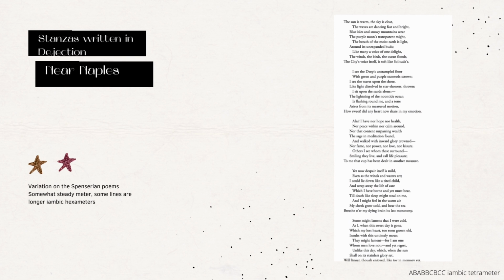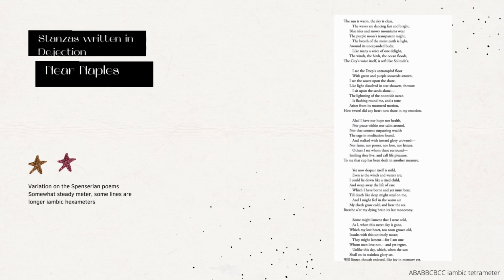The poem is written mostly in iambic tetrameter, with some lines being longer iambic hexameters. The meter is always somewhat steady. In terms of rhyme, it's ABABBCBCC, and this poem is a variation on the traditional Spenserian stanza that is usually written in iambic pentameter. It's once again interesting to comment on why you think Shelley chose this variation.